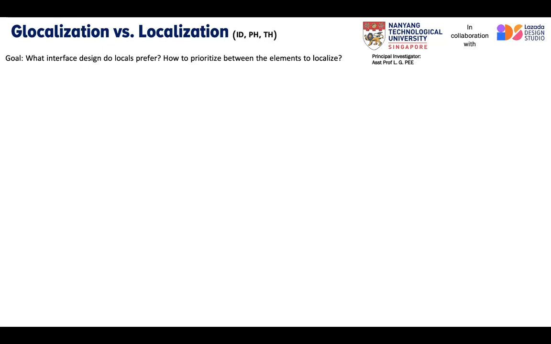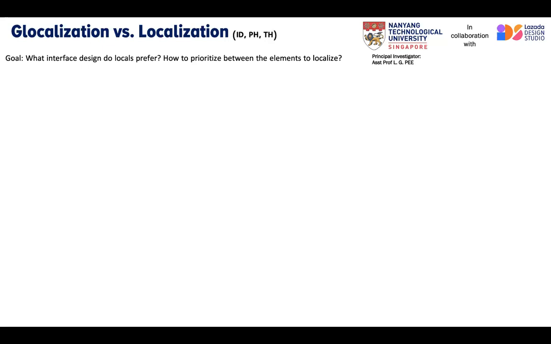And also it is a huge resource limitation. Any company will have that, and they never want to localize completely. So there is always a debate on how much to localize versus how much to keep it globalized. So we wanted to see what interface design locals prefer. How do you prioritize between the elements to localize? And for this study, we collaborated with NTU on finding out how much localization to do.